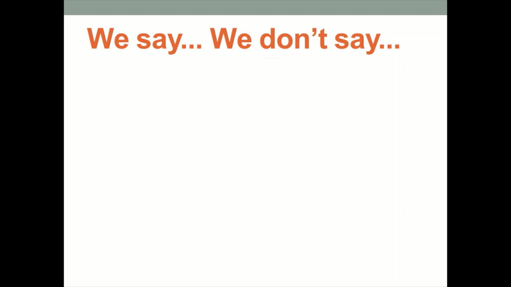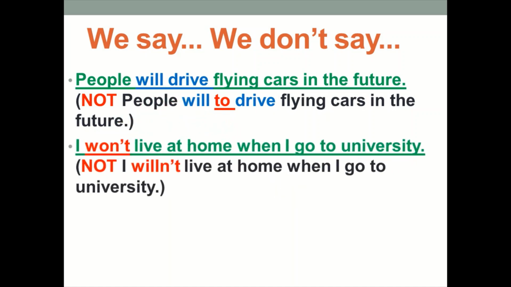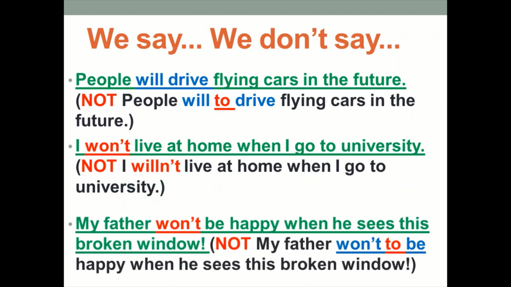We say and we don't say. For this example, we say people will drive flying cars in the future. We don't say people will to drive flying cars in the future. As I have mentioned a while ago, the main verb is without to. Okay, so let's proceed to the next example. I won't live at home when I go to university. Not, I willn't live at home when I go to university. So the mistake here is the use of contraction because we don't say willn't, we say won't instead. Next, my father won't be happy when he sees this broken window. We don't say my father won't to be happy when he sees this broken window.